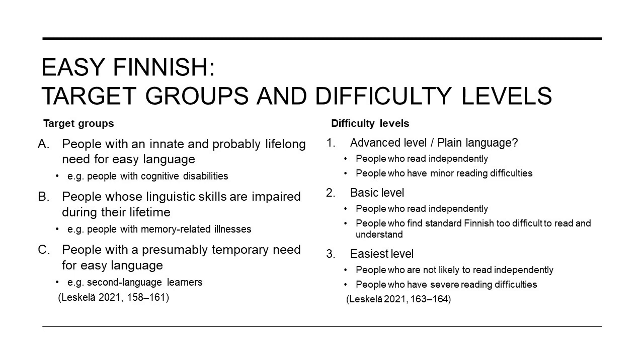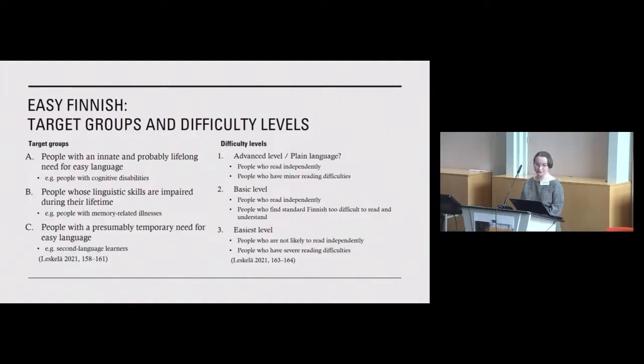So a new discussion has started about new target groups that are based on difficulty levels of what kind of language these people need. So the first group is related to advanced level easy language, because easy language is written in Finland on 3 difficulty levels. So this is the advanced level that resembles plain language, and the difference between advanced level easy language and plain language is not quite clear. But it's intended for people who read independently and also people who have minor reading difficulties.